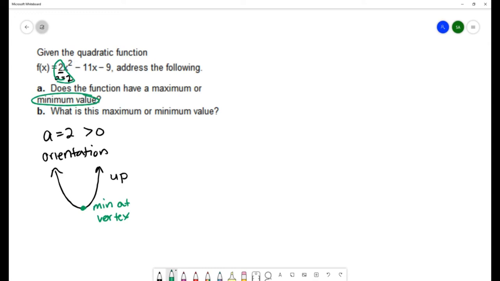And then we can find that minimum or maximum value by finding the vertex. I'm going to find the vertex with the vertex formula. And the vertex formula is negative b over 2a. You'll have to excuse me, I should write this as h. We usually label our vertex as (h, k). So our formula for the vertex is negative b over 2a.